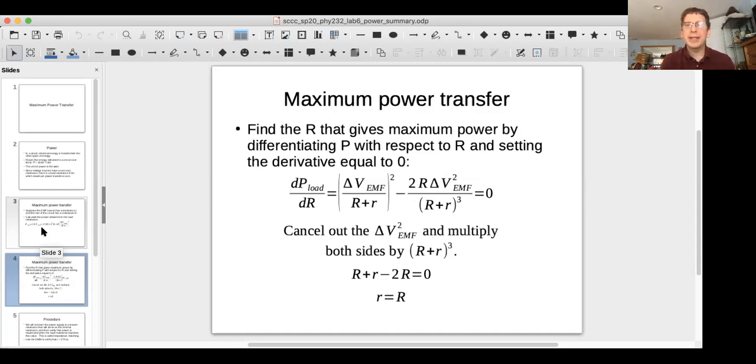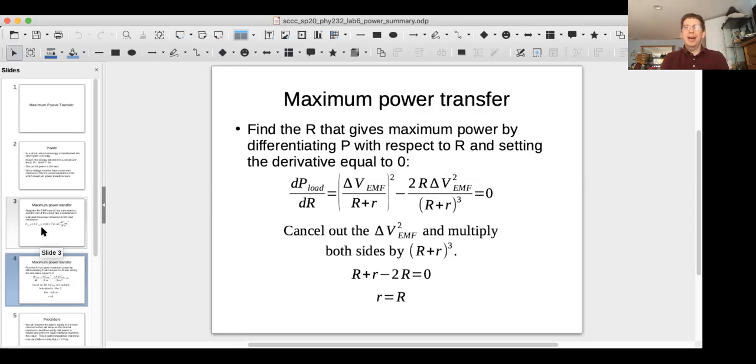And so you get the derivative with respect to capital R is equal to the voltage squared over the total resistance squared, minus 2R times the voltage squared divided by the total resistance cubed. And you set that equal to 0, which means you multiply both sides by the total resistance cubed and divide by the total resistance squared, and you get capital R plus small r minus 2 capital R is equal to 0.